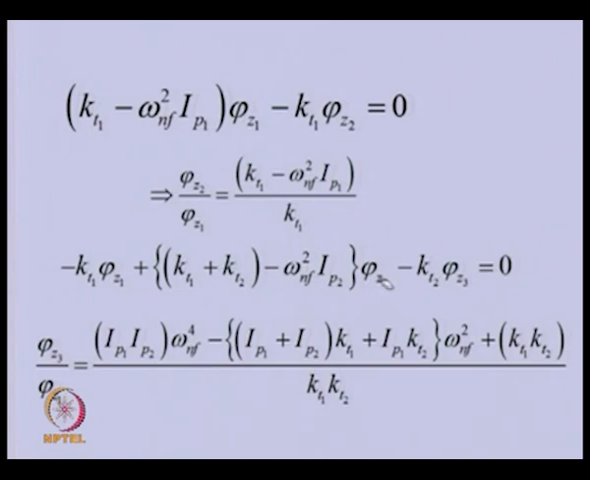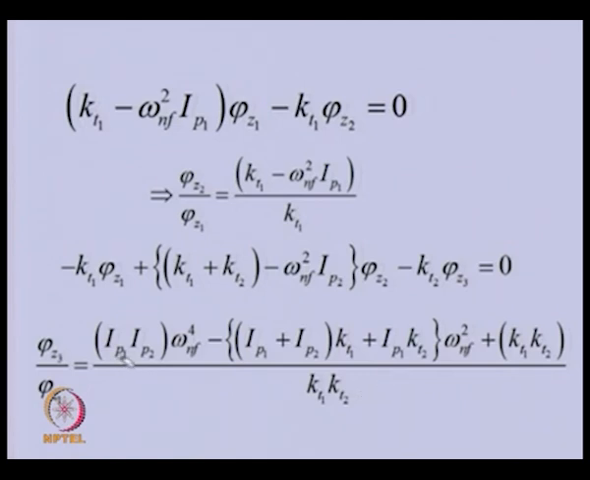This particular displacement can be eliminated from here. Because we already have the relationship between 2 and 1, that can be eliminated here. So, the ratio of the displacement of 3 with respect to 1, this expression we obtained. After simplification, this will be of this form.